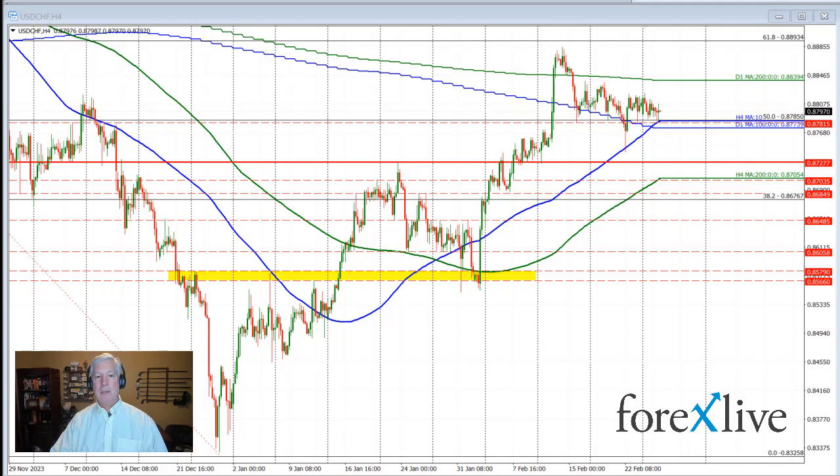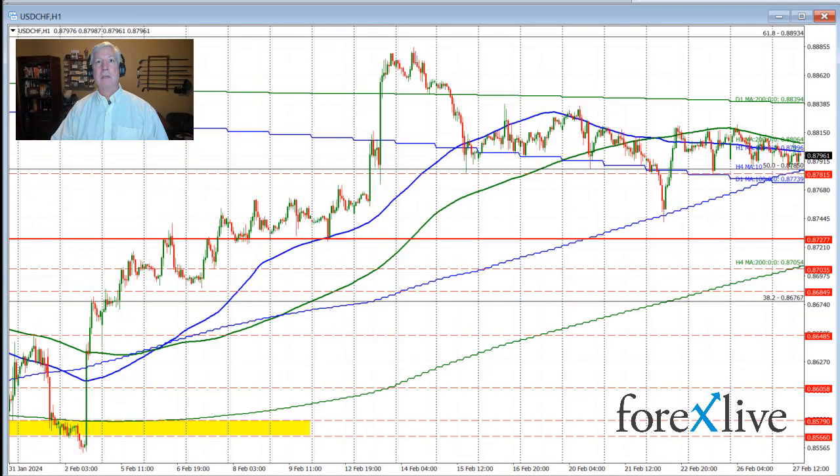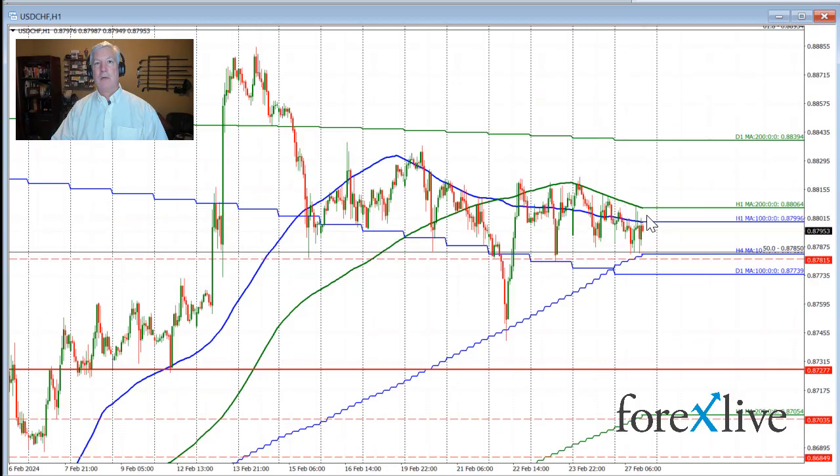Now, the other view I want to take is of the hourly chart. And why do I want to take a look at this chart? Well, it goes back to this green line right here, and this green line represents the 200-hour moving average. And you can see over the last few days, the price has toyed with that 200-hour moving average a number of different times in trading. Yesterday, the 200-hour moving average did hold resistance, and in trading today, the 200-hour moving average also held resistance.